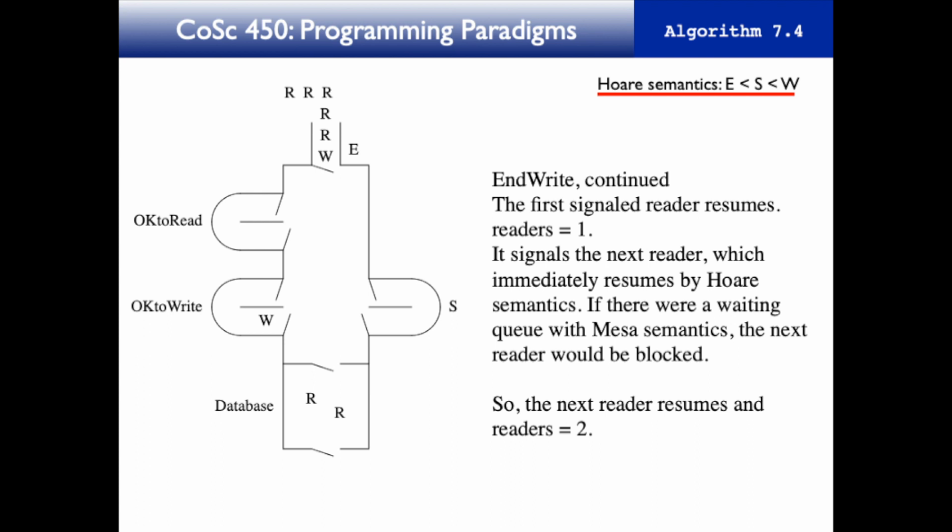Now we have a situation similar to before, where any readers and writers entering the monitor are blocked: the writer is blocked on OK to write, and the readers are blocked on OK to read. Eventually the readers will exit, and the next writer in the OK to write queue will have exclusive access to the database. So that's a summary then. I think we've covered all the scenarios. That's a summary of how the readers and writers problem is solved with this algorithm using Hoare semantics.